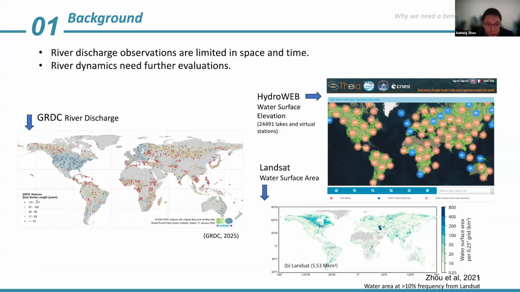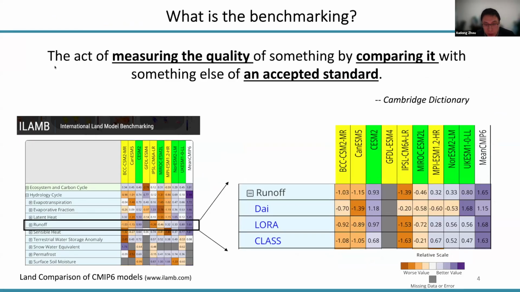But when we do the benchmark, one of the limitations is that the current observation data is limited in space and also in time, especially the river discharge. And then for the river dynamics, in addition to the river discharge, the water level and the inundation area also need to be further evaluated. So we need to do the benchmark.